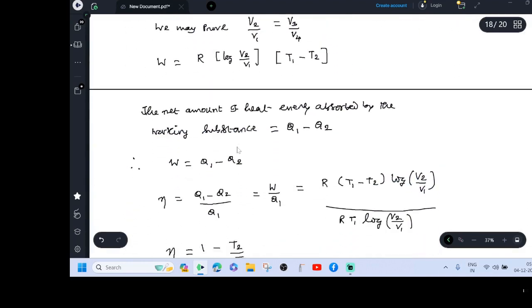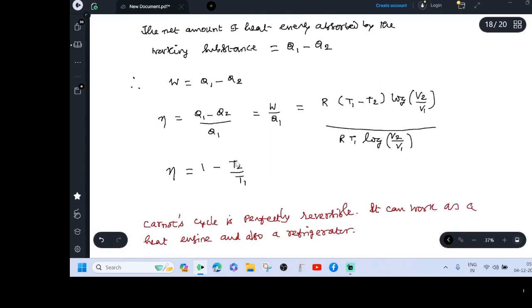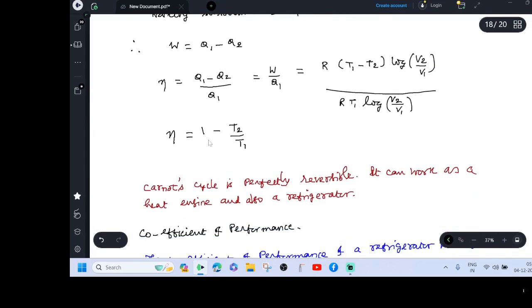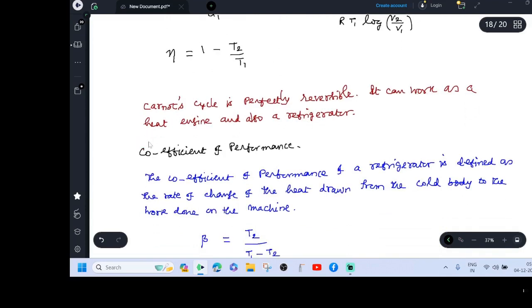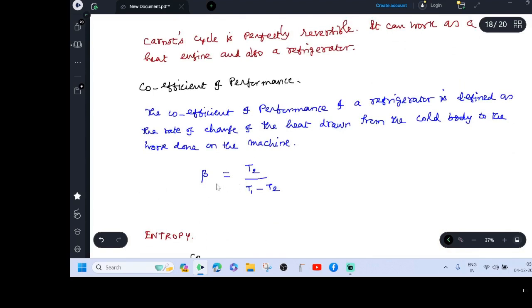From this we may find the work done, Q1 minus Q2, using this formula: R into T1 minus T2 log V2 by V1. This is the value of Q1. If you put it in, you may get the efficiency equation eta. Carnot cycle is perfectly reversible. It can work as a heat engine and also as a refrigerator. Then the coefficient of performance is given by the formula beta equal to T2 by T1 minus T2. The coefficient of performance of a refrigerator is defined as the ratio of the heat drawn from the cold body to the work done on the machine.